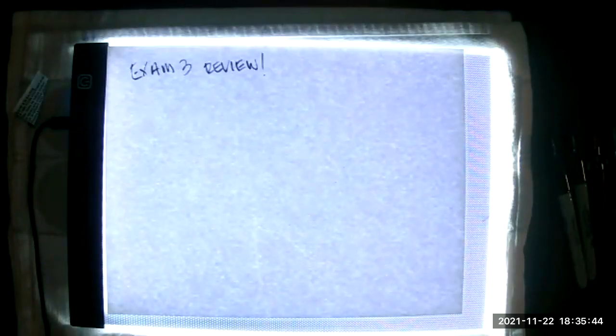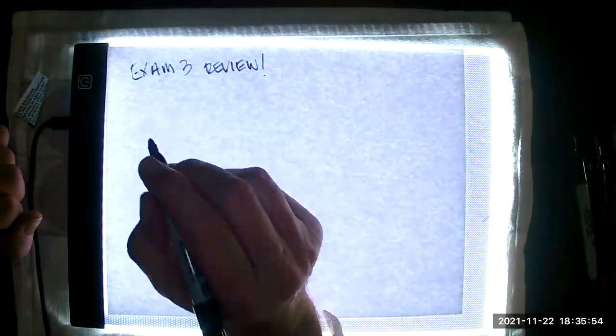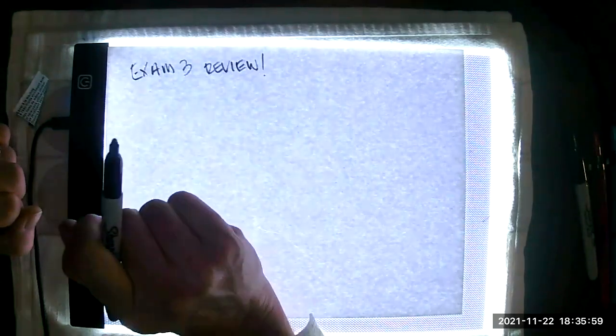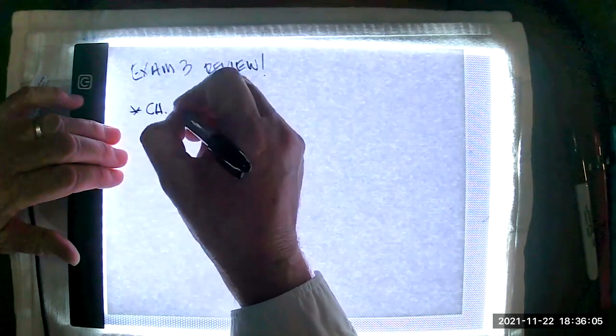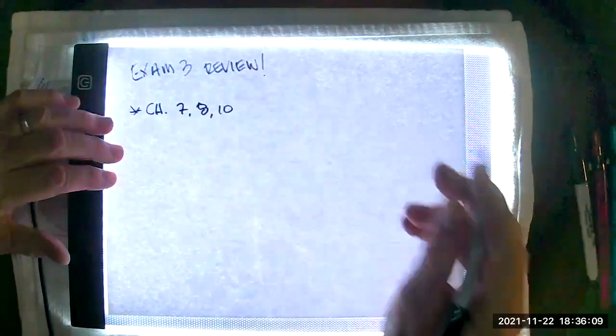All right, exam number 3 review. So, welcome students. This is my review for our 3rd exam. I will remind you that there are 3 of these exams during the course of the semester, and we drop the lowest score from these 3 exams. Our 3rd exam is going to cover chapters 7, 8, and 10.